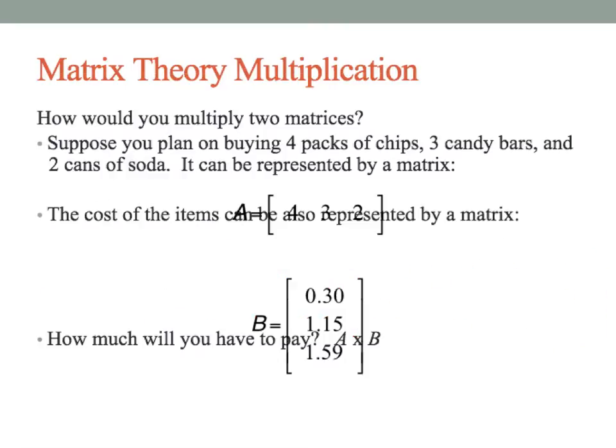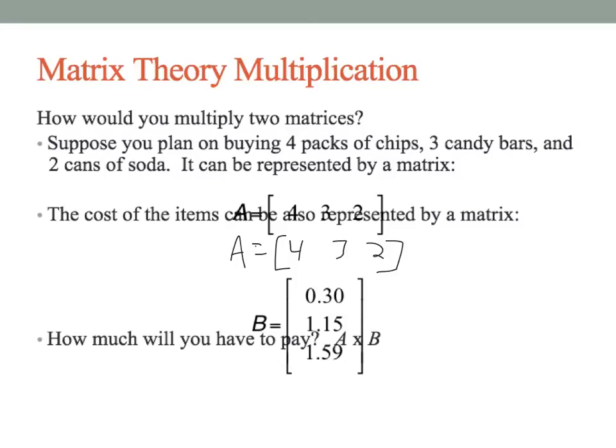Okay, next, how would you multiply 2 matrices? Suppose you plan on buying 4 packs of chips, 3 candy bars, and 2 cans of soda. And we're going to put that in a matrix here, and sorry, the words are a little jumbled. I'm going to rewrite that for you, so that should say A equals, the matrix is 4, 3, and 2.